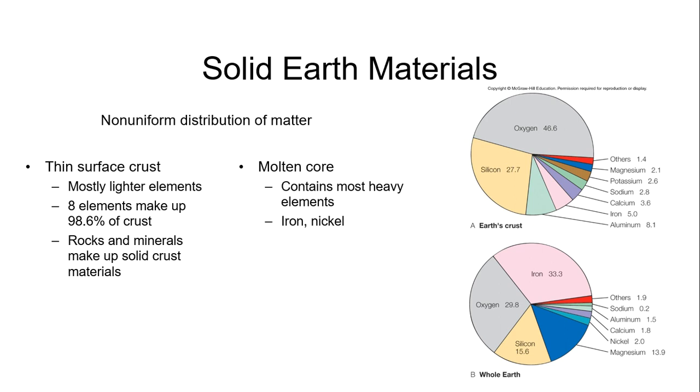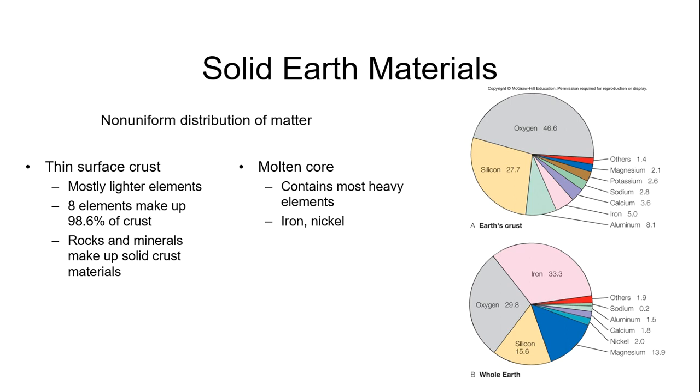Notice that 1/3 of the Earth is made of iron, and just under 1/3 of the Earth is made of oxygen, and the other 1/3 of the Earth is made of silicon, magnesium, nickel, calcium, and many other materials.